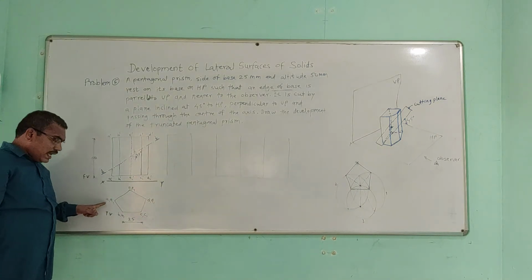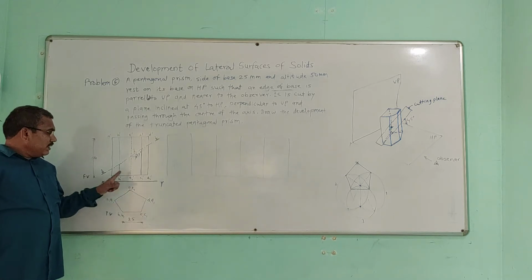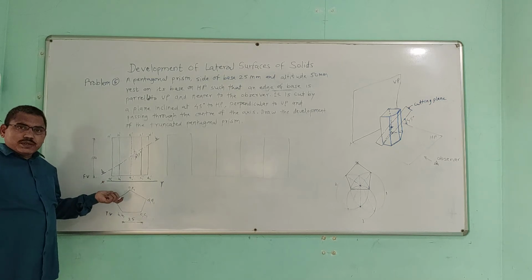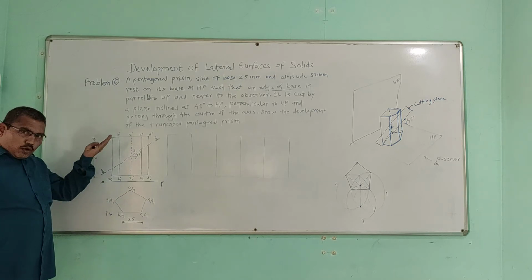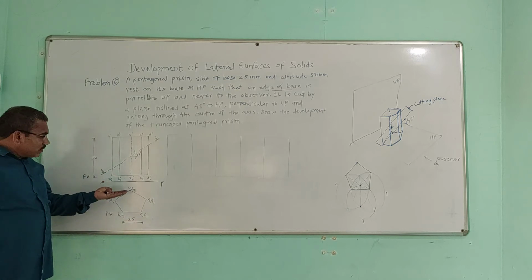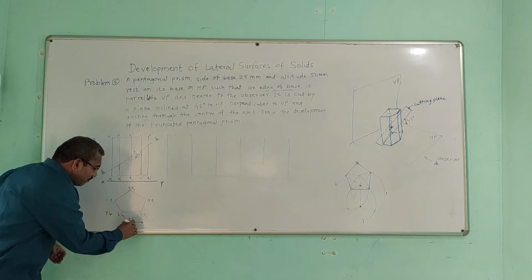Now name it as A, A1, B, B1, C, C1, D, D1, E, E1. Why? Because this is a pentagonal prism. It has two bases. So the top base is also a pentagon, and the bottom base is also a regular pentagon. Then draw the front view. You are the observer, looking from this side.